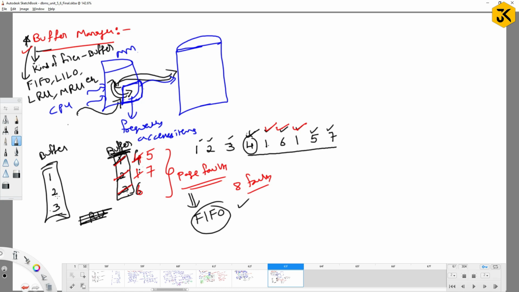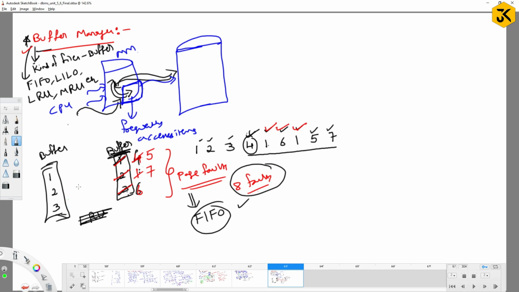Here, to reduce the number of faults, how many faults occurred here? 8 faults, meaning 8 times you need to get data from the main memory, and the main memory in turn needs to get it from the hard disk, right? But if you observe, I am going to follow one technique where it may reduce.